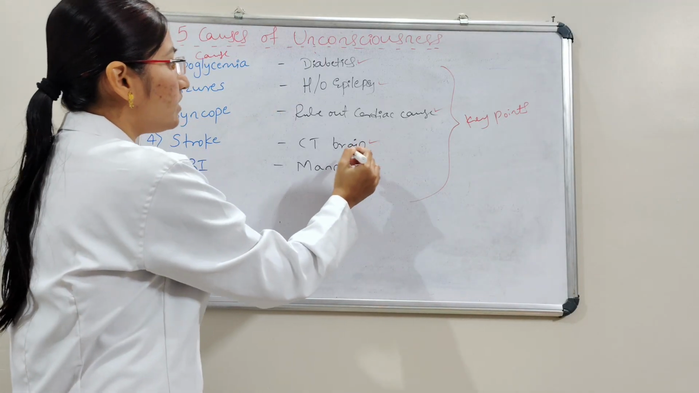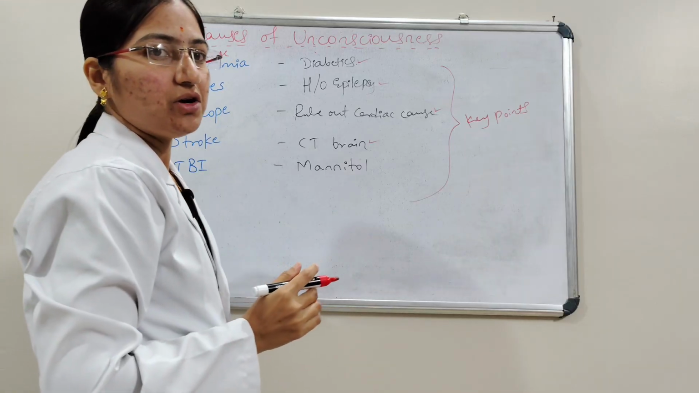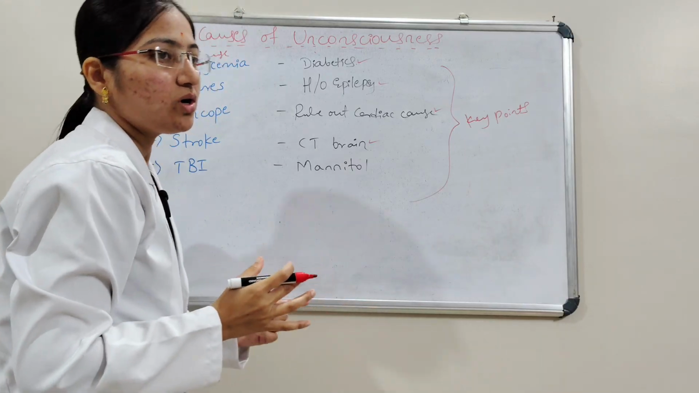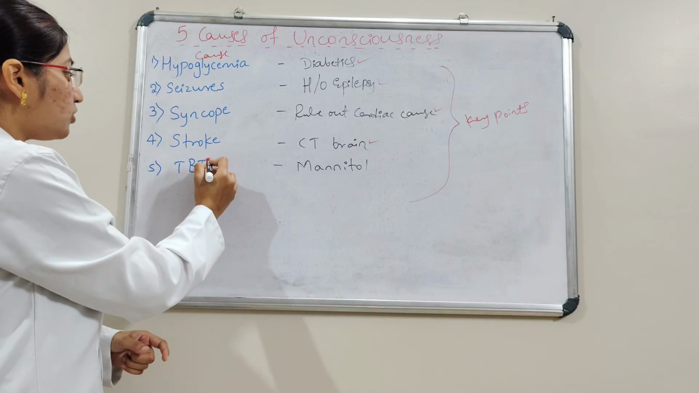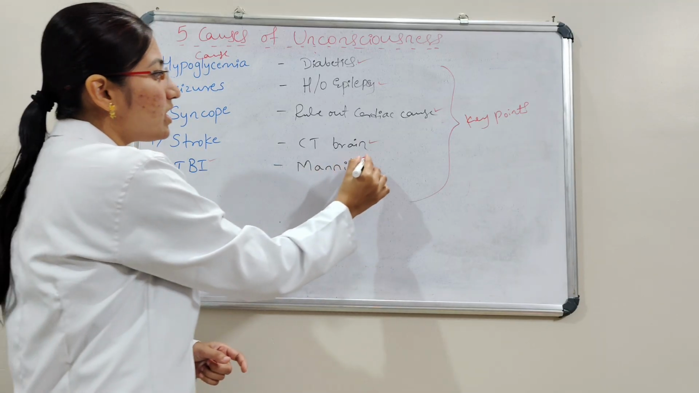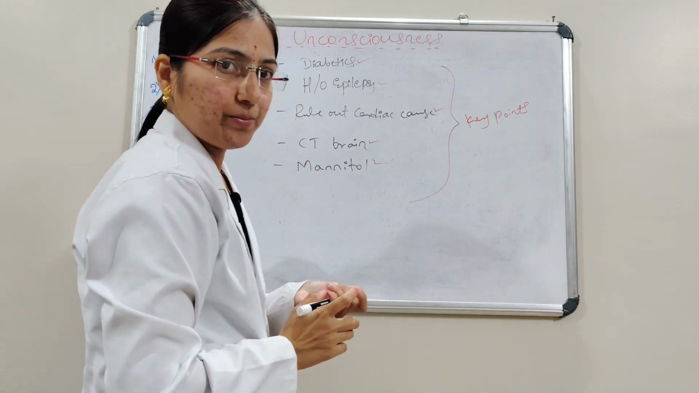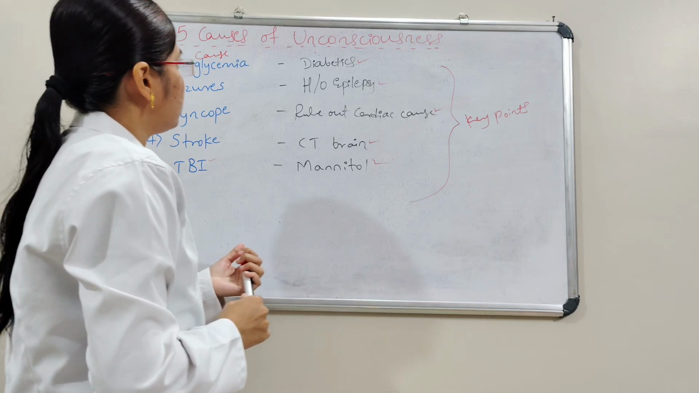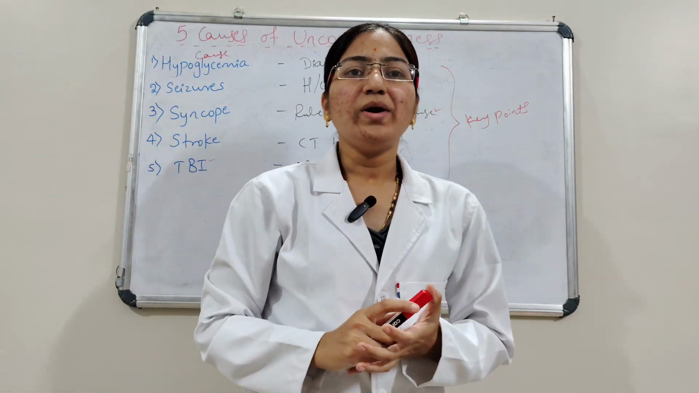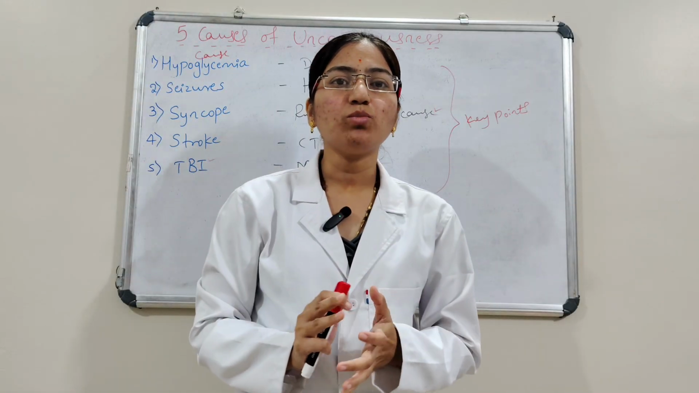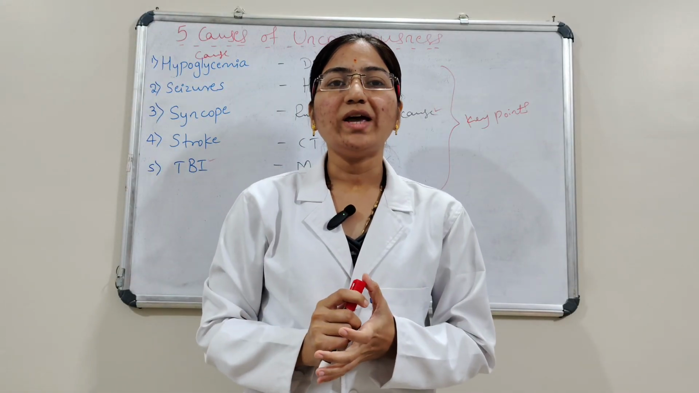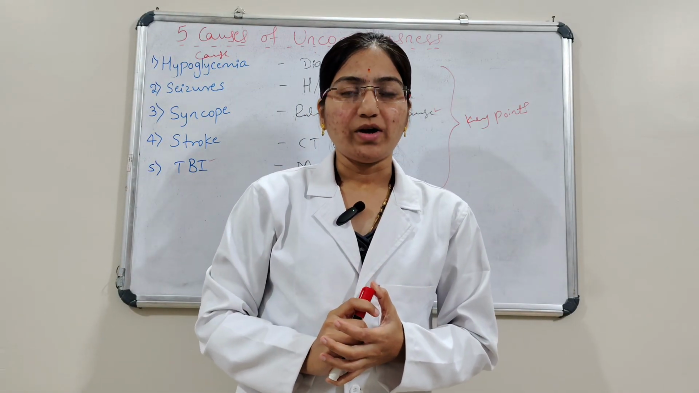Here CT scan of brain, to know whether it is a hemorrhagic stroke or a non-hemorrhagic stroke. And then traumatic brain injury: here early mannitol can help. Always remember here unconsciousness is a symptom, not a diagnosis. Always think broadly and act fast.